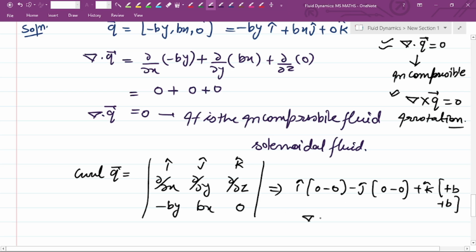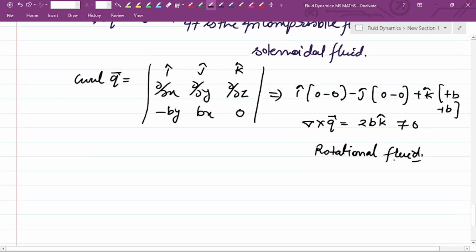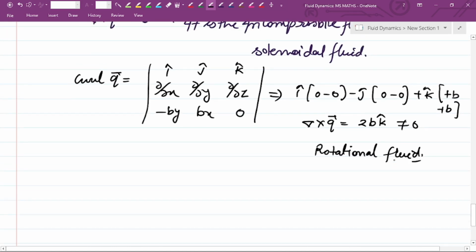So it means that the curl of q vector is nothing but 2b k cap, which is not equal to 0. Whenever it is not equal to 0, it is a rotational fluid. The curl is not equal to 0, then rotational fluid. Now, we can also find the angular velocity. Now, the nature of the fluid is solenoidal, rotational.